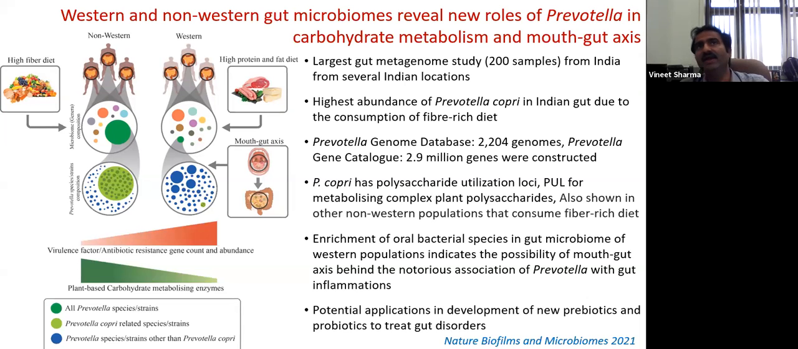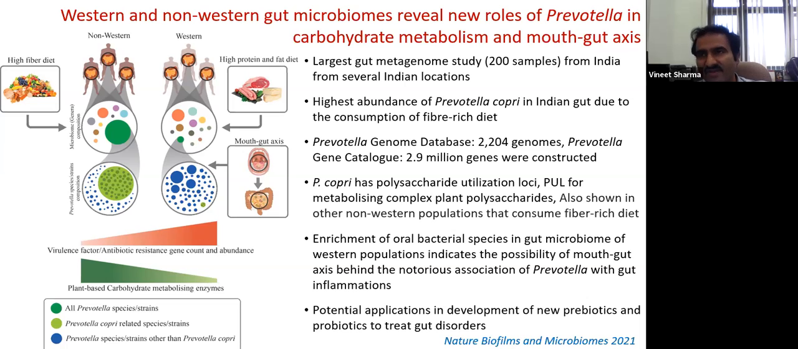On the other side, when we looked at the Western gut microbiome, we observed that they did not have this bacterium. The Prevotella genomes that they have, the other species, are mainly of oral origin. That is the mouth to gut axis theory, right? And those species are also associated with gut inflammations such as ulcerative colitis, irritable bowel syndrome, or even colorectal cancer, right?